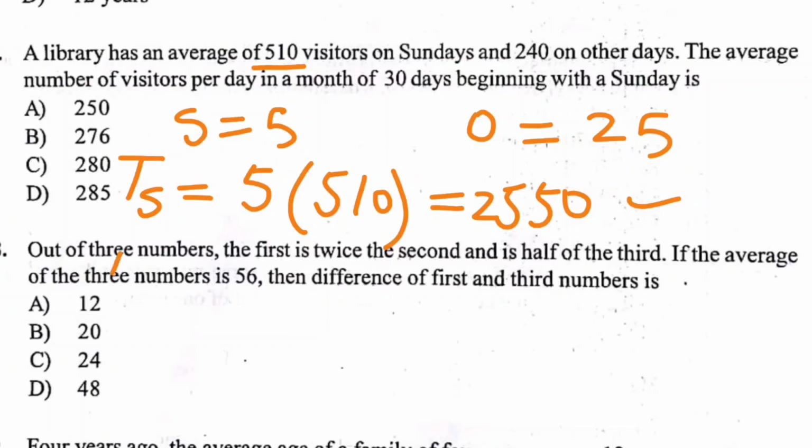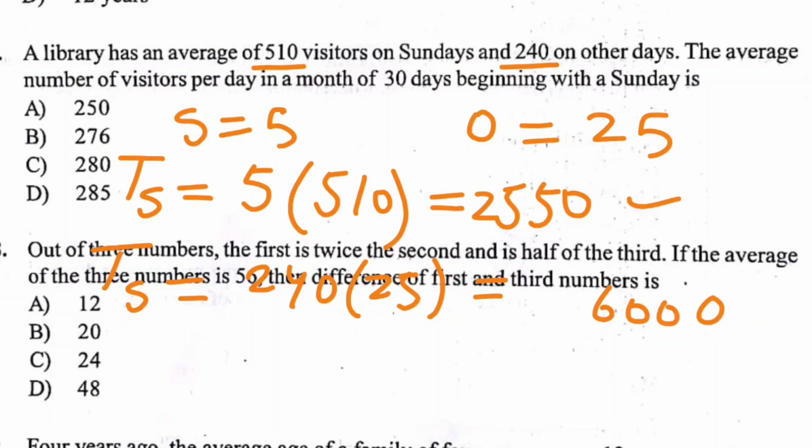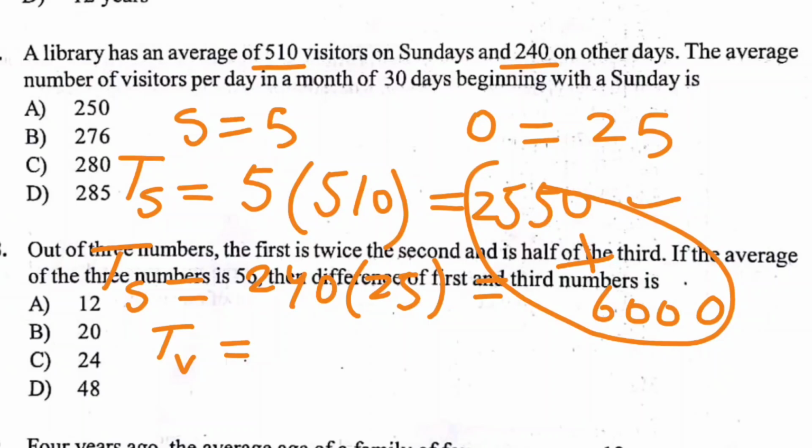Now on other days, so total T subscript S, let us denote it by other days total, which will be equal to, 240 visit on average and we have 25 days. So we have 240 into 25. Let us solve it. I have calculated it, it comes out to be 6,000. Okay, 240 into 25. Then total visitors, let us denote it by T subscript V, in a month is equal to the addition of these two.